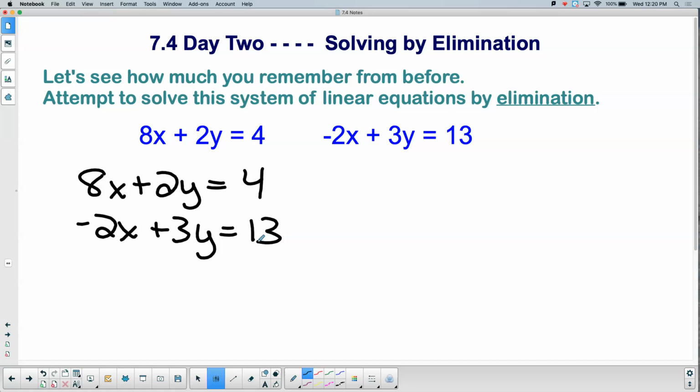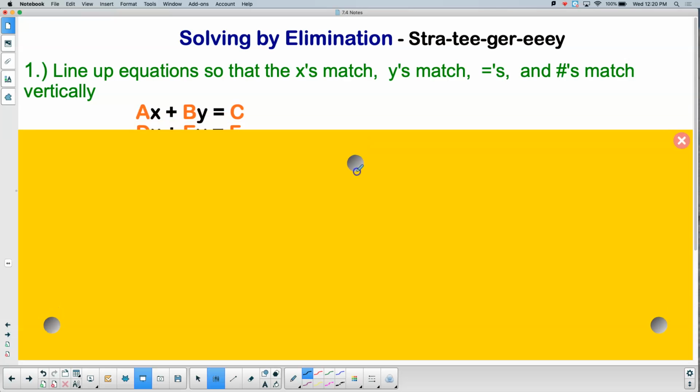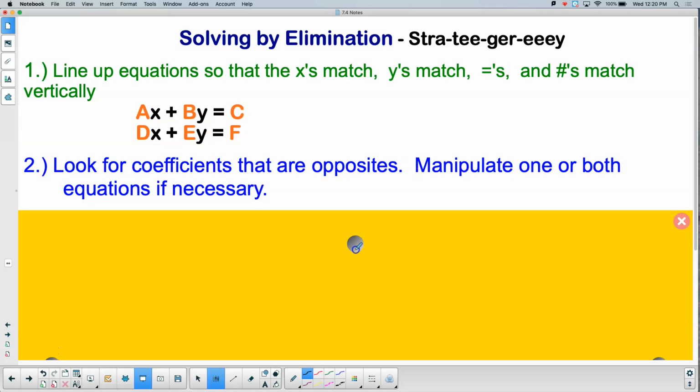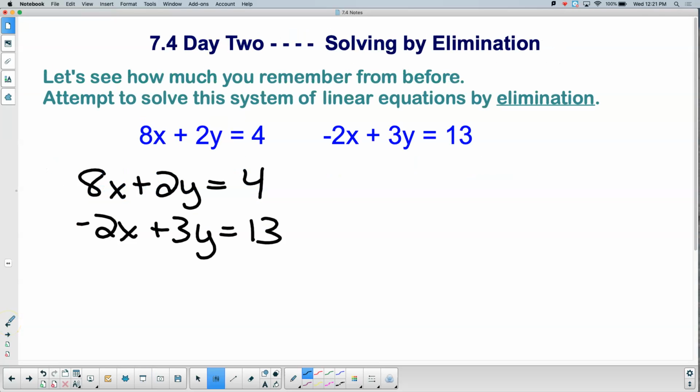Talk to me. Why would I multiply the bottom equation by 4? Because then I get the same number coefficient for the x terms, one's positive and one's negative. Love it. That's step number two, okay? Step number two is look for coefficients that are opposites, and we manipulate one or both equations so that we get there. So they're the same number, just opposite. So we're going to multiply this bottom equation by 4.